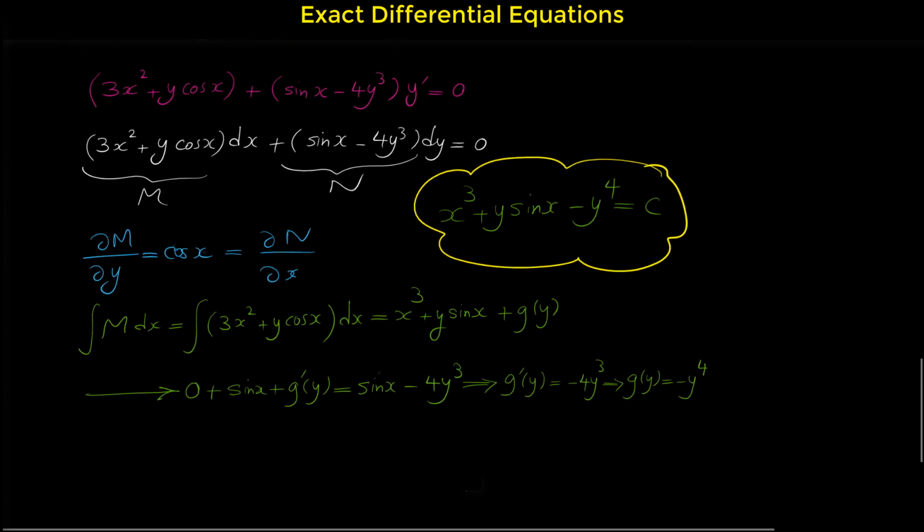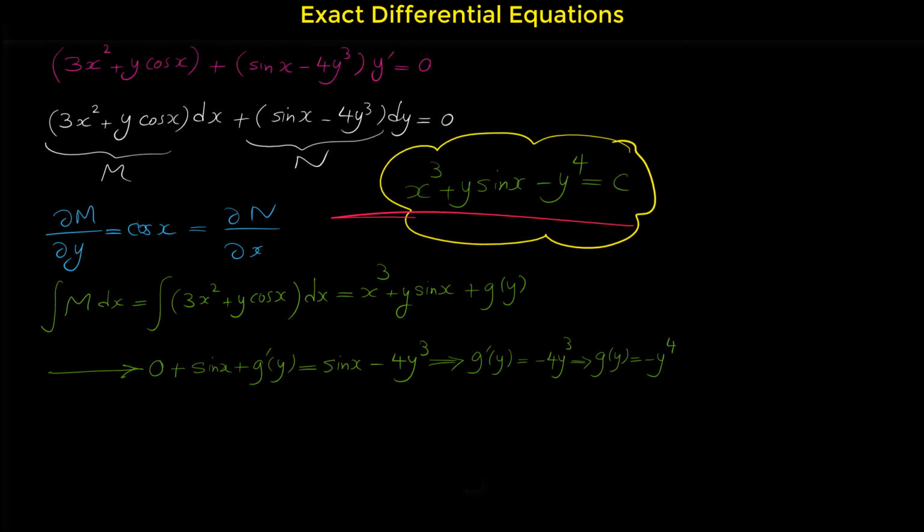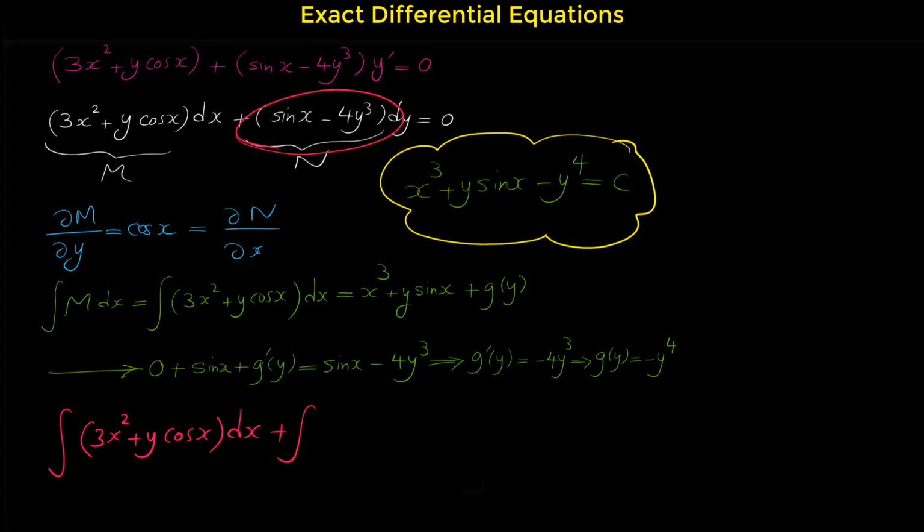Let me show you how you can use the shortcut method to find this answer. For finding the solution of this differential equation, we have to integrate m, which is 3x squared plus y cosine of x with respect to x plus integral of the terms in n that are not a function of x. So we ignore this term and we have to integrate only negative 4y to the 3 dy equal c.